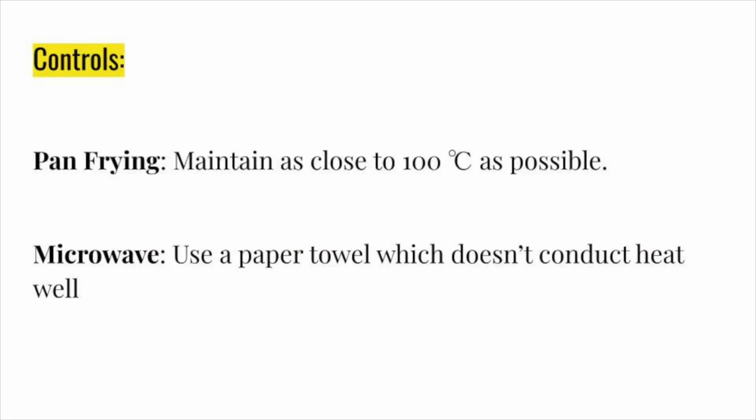To ensure that the other conditions were constant, we had to control a few aspects of the experiment. First, for our conductive heat transfer demonstration, we had to keep the pan at a constant temperature of 100 degrees Celsius. Additionally, for our demonstration of radiative heat transfer in the microwave, we placed the tofu on a paper towel to limit the amount of heat conducted through the bottom of the microwave.